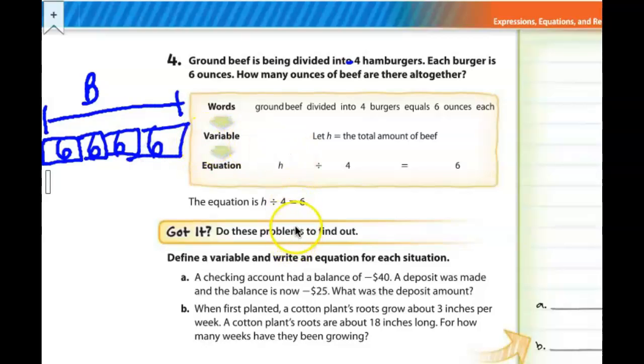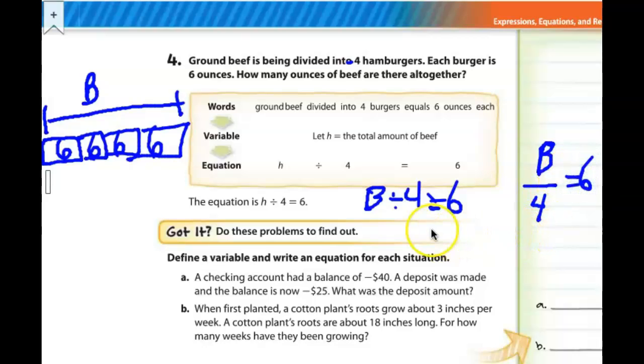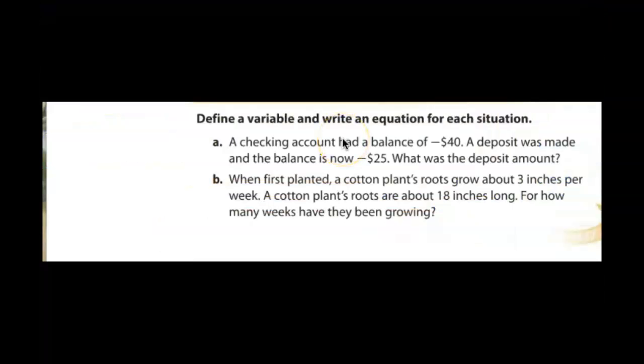Okay, so they said H divided by 4 equals 6. We could also use B divided by 4 equals 6. And it could also be written like this. We could actually say B divided by 4 equals 6 as well. So those are 4 different examples. Let's go ahead and try a couple on our own. Well, really, we're trying them together. Okay, so let's practice.